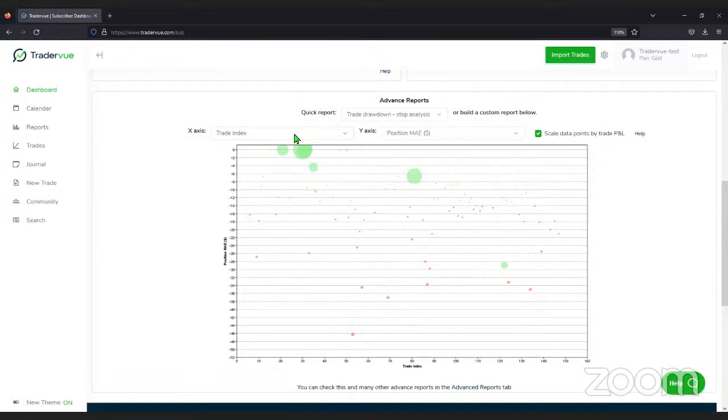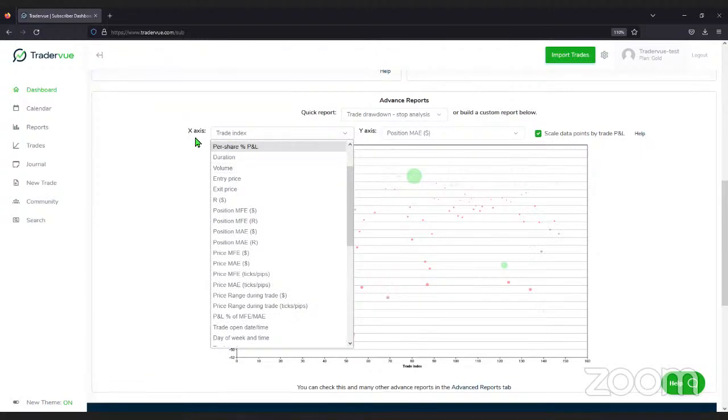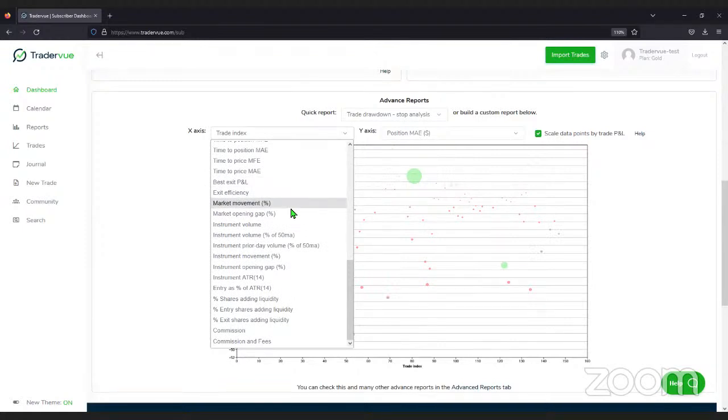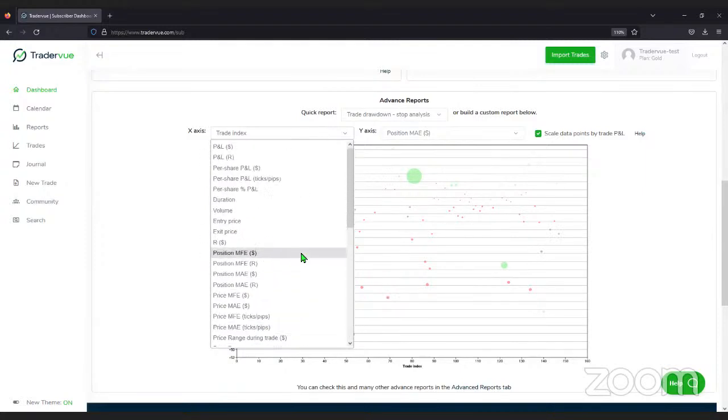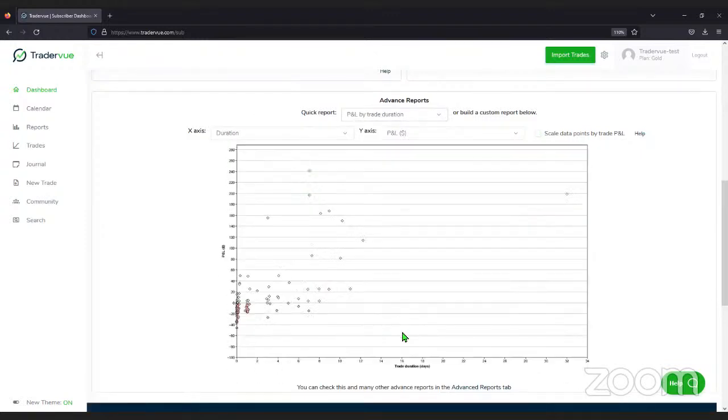Of course, this is a feature that we invite you to explore and try to understand. Basically, in advanced reports you determine your X axis and your Y axis, and you have a lot of data based on the CSV that you imported. For example, one that I really like, just to give you a quick example, is P&L by trade duration. This is a quick report provided by the advanced reports.